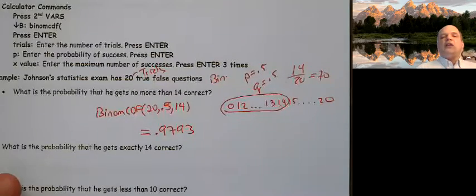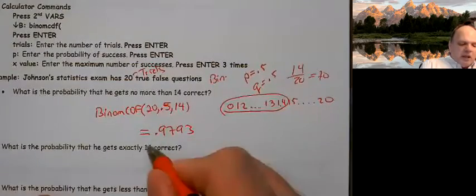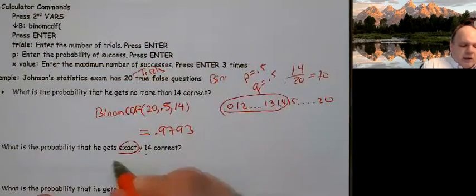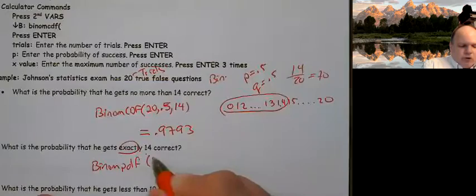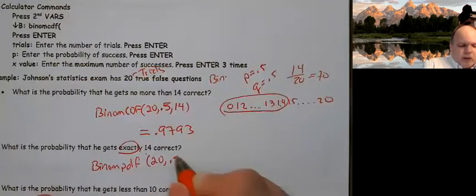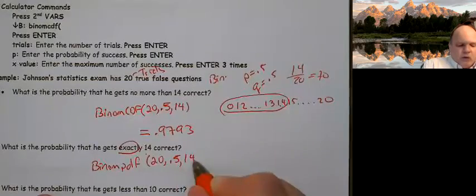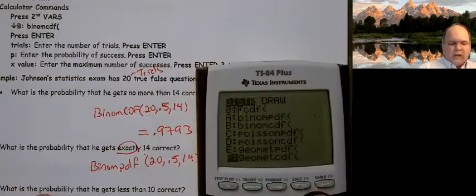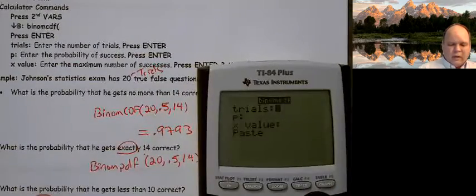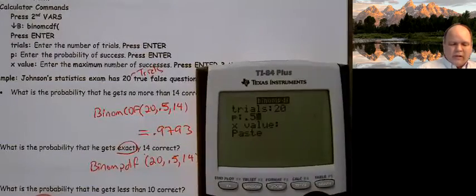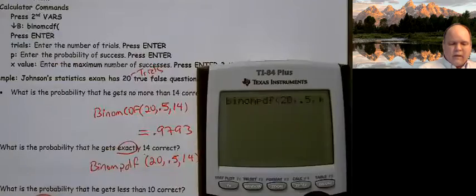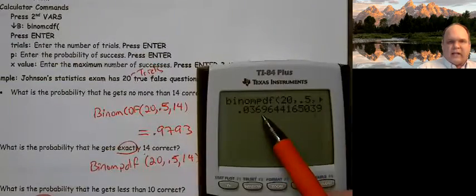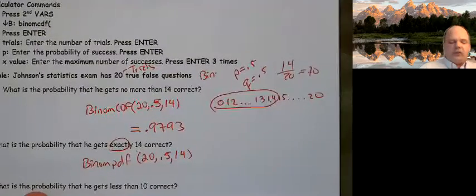What's the probability he gets exactly 14 correct? So what's the probability he makes a 70 on this test? Well, because this is an exact number, this makes it a PDF. So we're working with a binomial PDF. Our trials are 20. Our probability of guessing correctly is 0.5. And we have an X value of 14. So in this case, second vars, binomial PDF. Trials are 20, P is 0.5, X is 14, and we get 0.0369. All right, 0.0369.